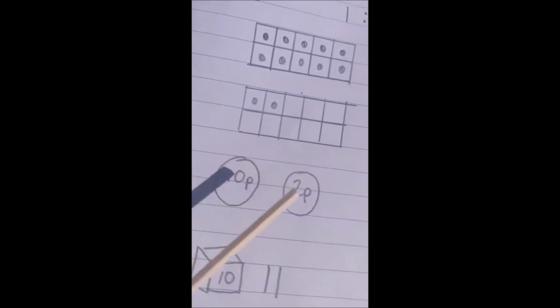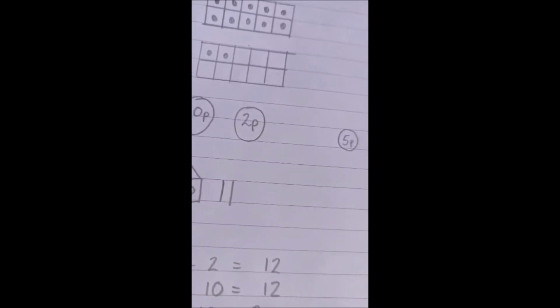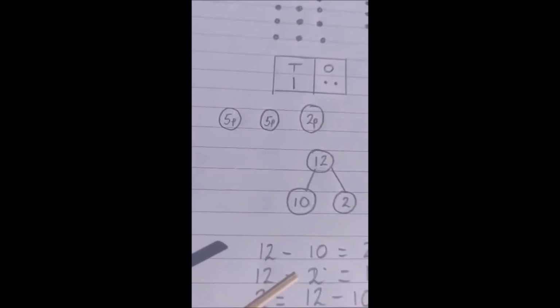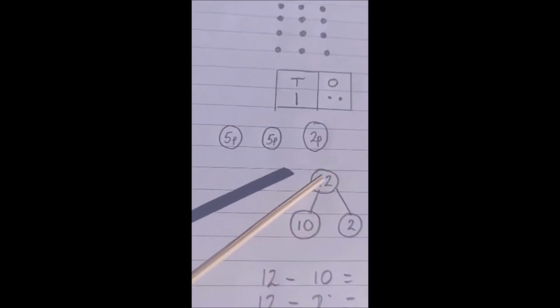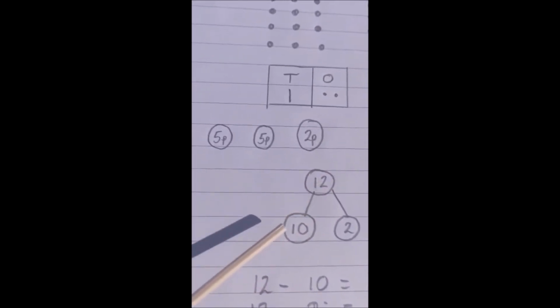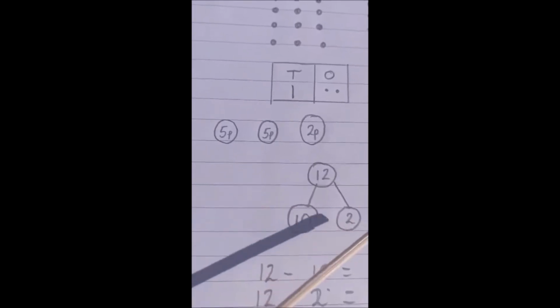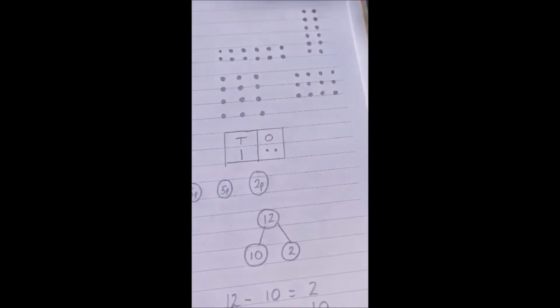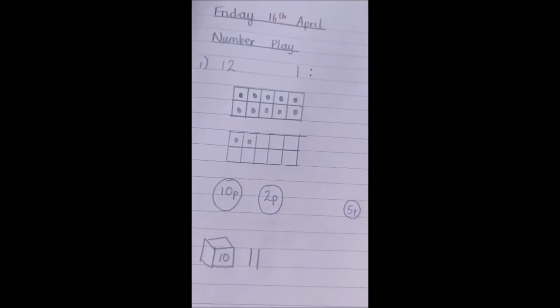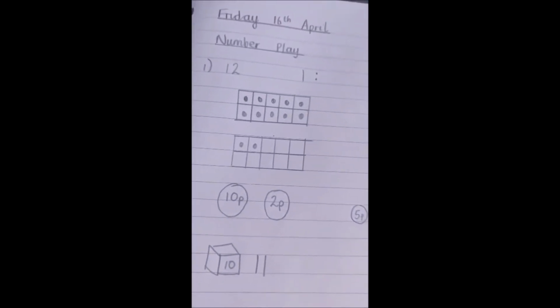You can see here we've got a 10s and 1s grid. I've made 12 pence using 2 5p's and a 2p, and I've also made 12 pence using a 10p and a 2p. I've got a box of 10 crayons and 2 crayons all by themselves, and I've also partitioned the number 12 into a part whole model with 1 ten and 2 ones. You can use all of these ways to show your number 12, but can you think of any more?